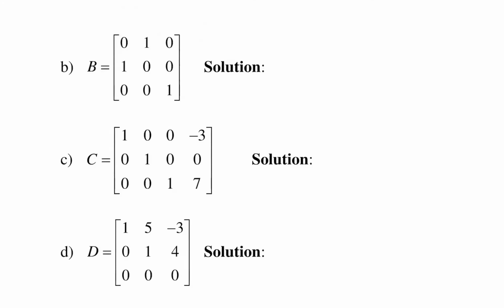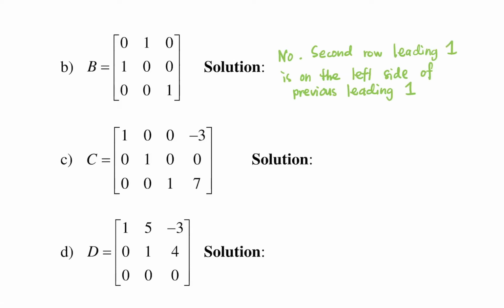So we look into matrix B, whether it is RREF or not. As you can see, we can see already in the second row, the leading one is to the left side of the previous leading one. So it already violates the rule to be RREF. So our matrix B is not in RREF because the second row leading one is on the left side of the previous leading one.